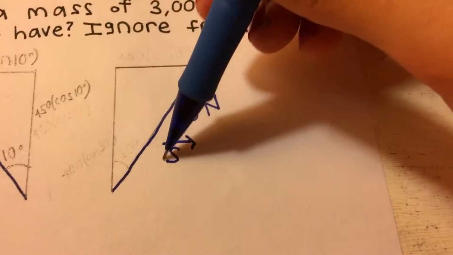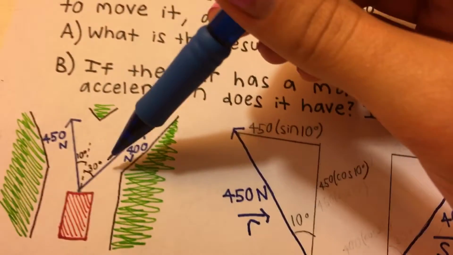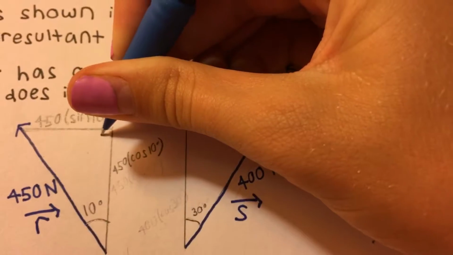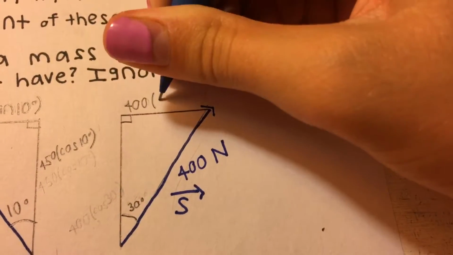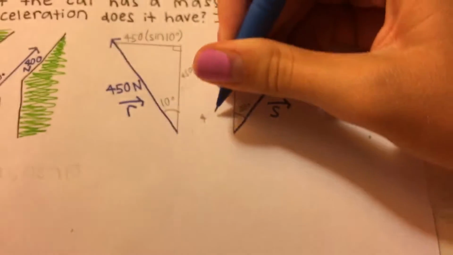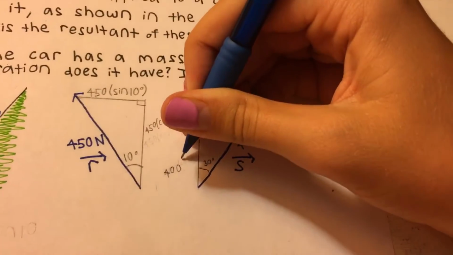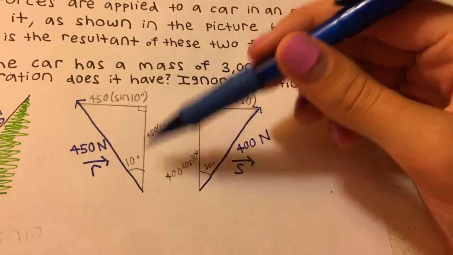And for this triangle, it's the force of 400 newtons, and we're going to call it S for clarifying sake while we're doing our work. So it has a 30-degree angle, and these are also both right angles. And up here will be 400 sine 30, and right here will be 400 cosine 30. So now that we found our x and y components, we can start to solve the question.